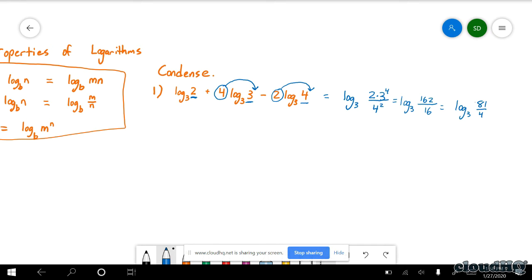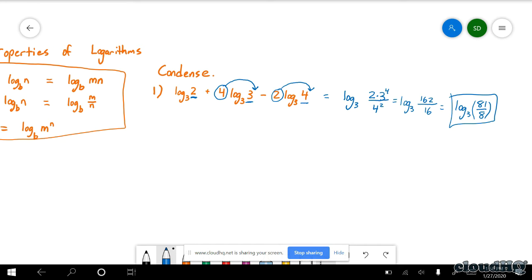So 81 fourths, log base 3 of 81 fourths. It would be over 8, not 4, sorry. Thank you for that. Log base 3 of 81 eighths. That's what I would expect for an answer.